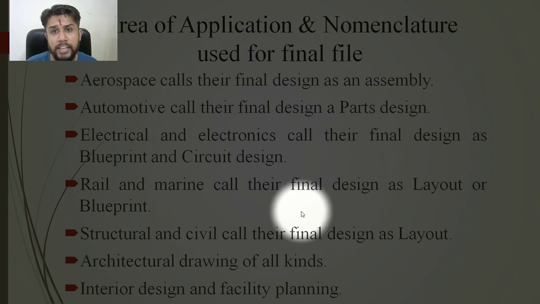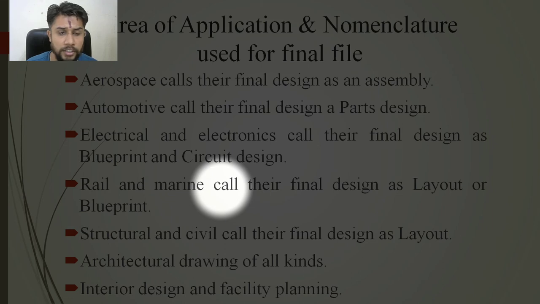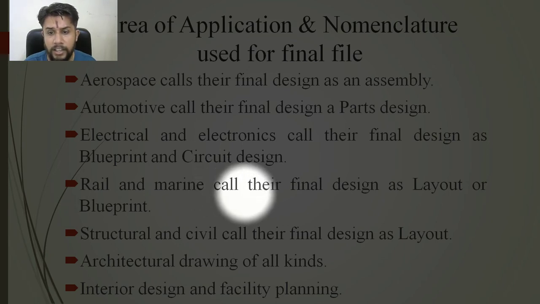The nomenclature is utilized by professionals as per their application or area of work. Aerospace engineers call their final design an assembly. Automotive calls their final design a part design. Electrical and electronics engineers call their final design a blueprint or circuit design. Rail and marine professionals call their final design a layout or blueprint. Structural and civil design engineers call their final design a layout. Architectural drawing of all kinds is available. Interior design and facility planning are also available, and they also call their final design a layout or plan view.